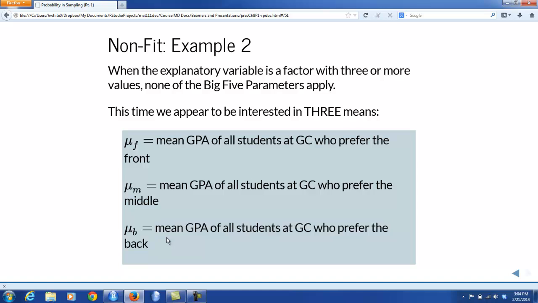If I wanted to squeeze this into a mu1 minus mu2 type of situation, then I would need to reduce my factor variable down to having just 2 values. Say, everybody who sits in front versus not sitting at the front. But unless I have a special reason to do that, I should just leave it as it is, an interesting research question that doesn't fit into our Big Five parameter framework. It can be analyzed, but by techniques that we don't learn in this course.